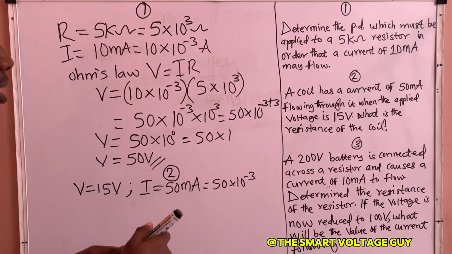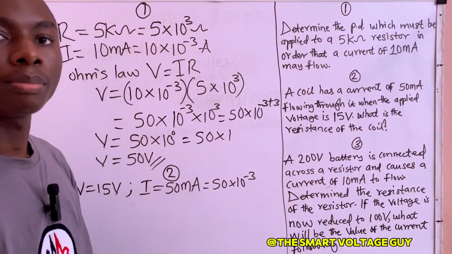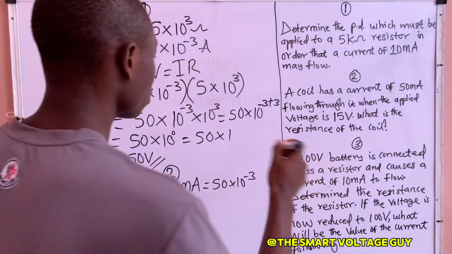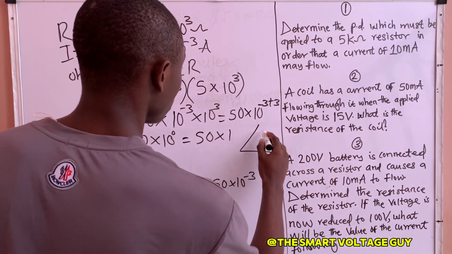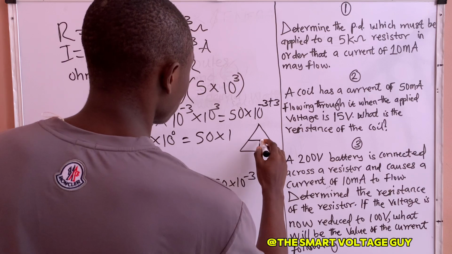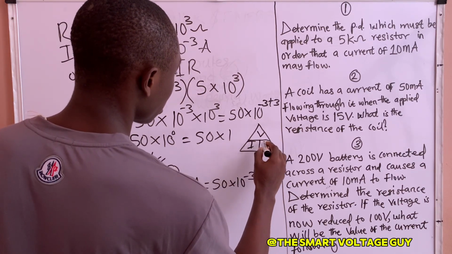Remember that from my last lesson, when I talked about Ohm's law, the easiest way to remember the formula is to draw a triangle and partition the triangle into segments, in which the upper segment will be V, I, and R.